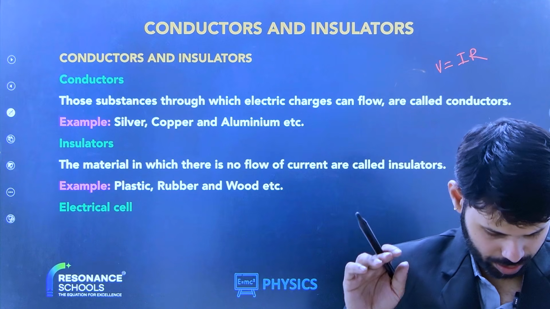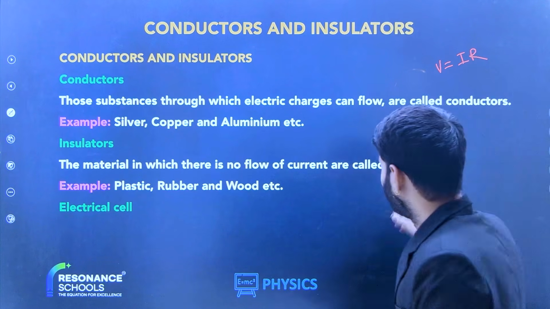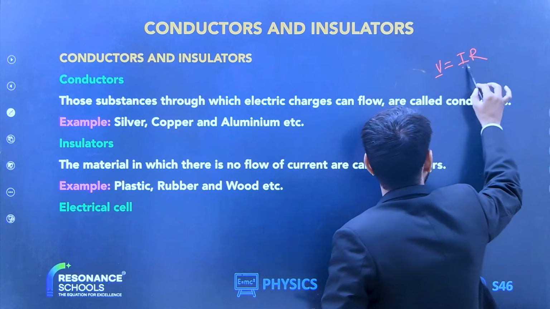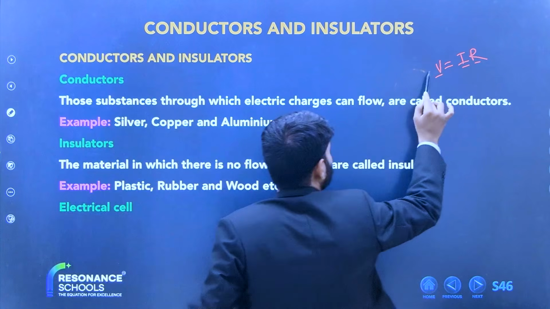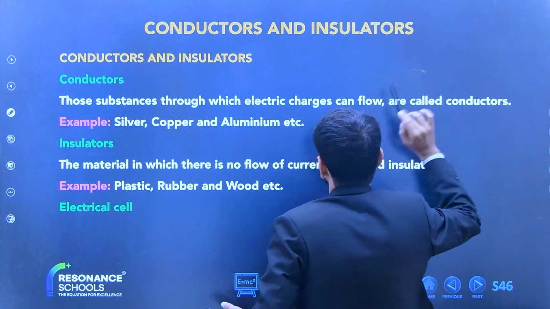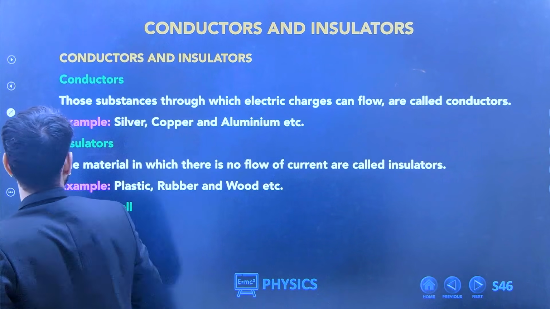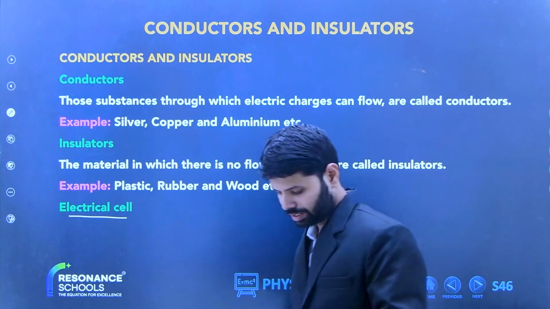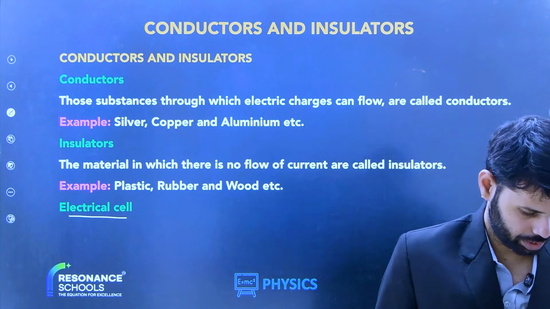Batteries are electrical cells. So this is V equals IR: potential difference, current and resistance. We'll study this in higher classes. No need to focus on it. Someone asked, so that's why I started giving the answer, but you can avoid it. So tell me, what is the meaning of electrical cells?